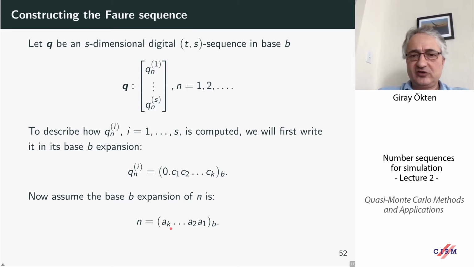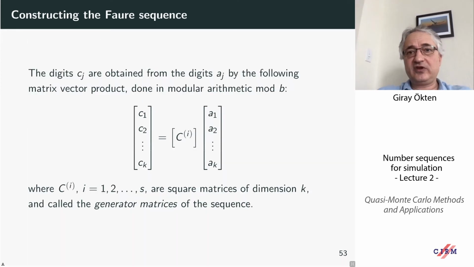Little n is an integer, and here's its base B expansion. Okay, so this is given. We know what these digits are. We want to know what these digits are. And we're going to obtain these C's, the Ci's from the Ai's using this operation. The C's, I'll put them in a vector, are obtained from A's by this matrix vector multiplication.